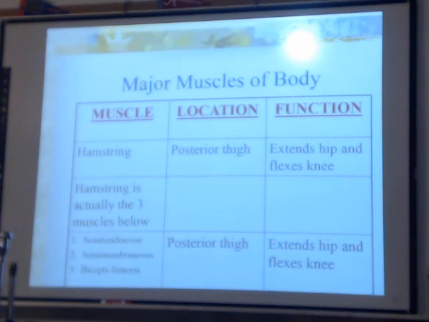And where it says hamstring, it's actually three muscles. So I tend to put biceps femoris on the test, and semimembranosus and semitendinosus. I tend to put those on there. But biceps femoris I usually do put on there because it can be confused with the biceps brachii.